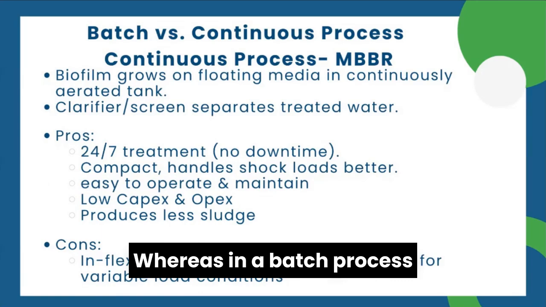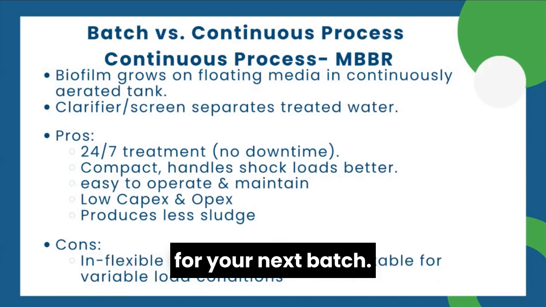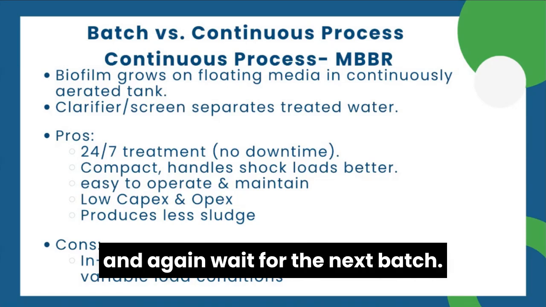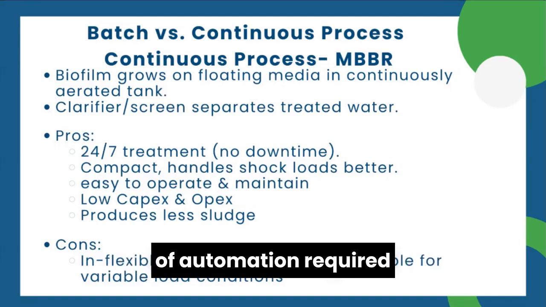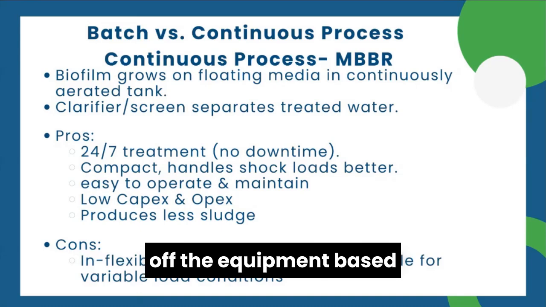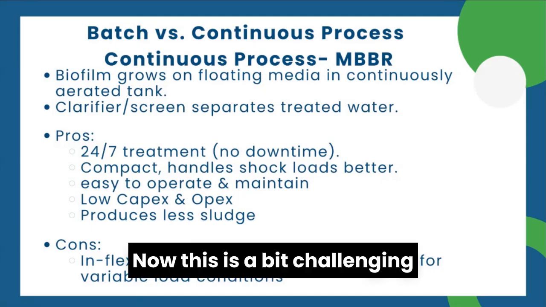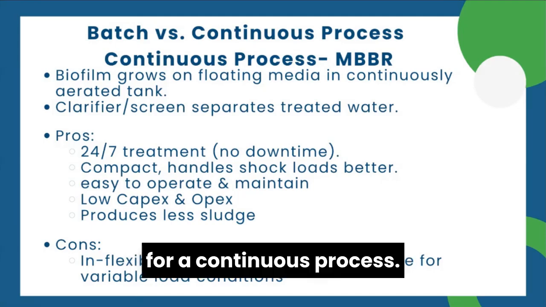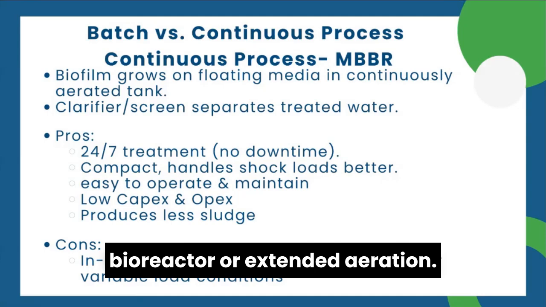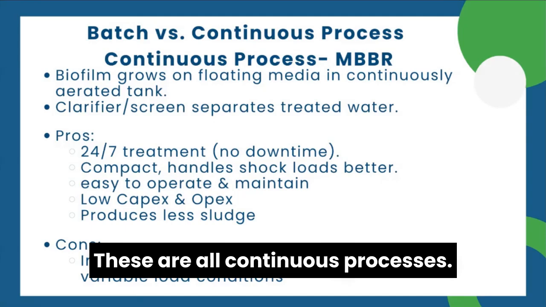Whereas in a batch process, you need to understand when you have sufficient quantity for your next batch, transfer it, treat it, discharge it, and again wait for the next batch. That means there is certain level of automation required in terms of sensors, which will switch on the equipment, switch off the equipment based on the availability of wastewater. Now, this is a bit challenging. For a continuous process, we can think of MBBR, moving bed bioreactor, or extended aeration, or MBR, membrane bioreactor. These are all continuous processes.